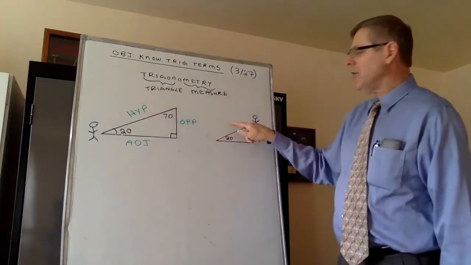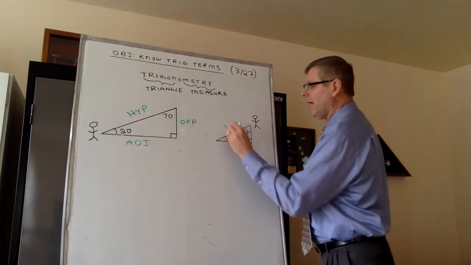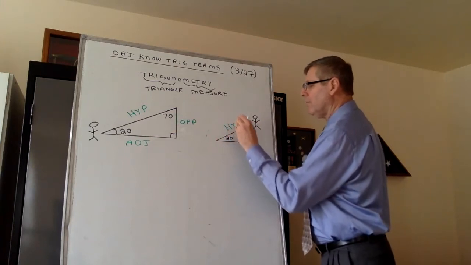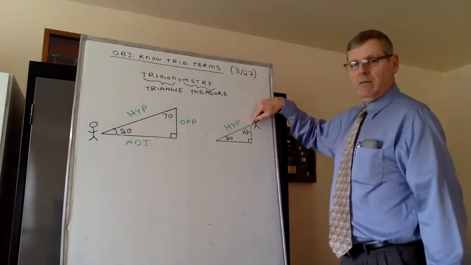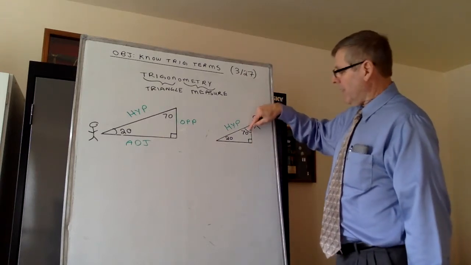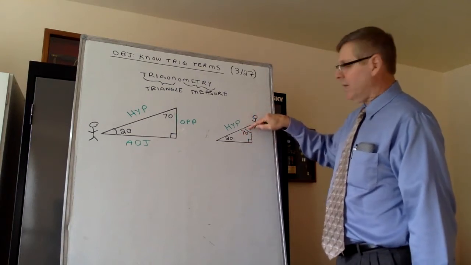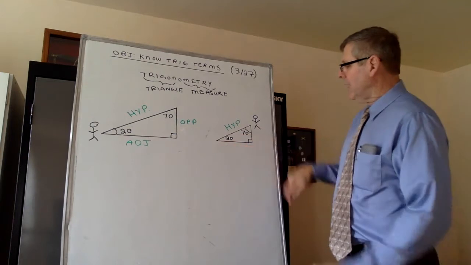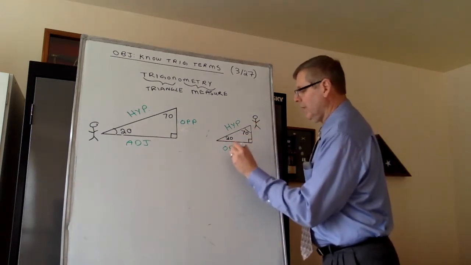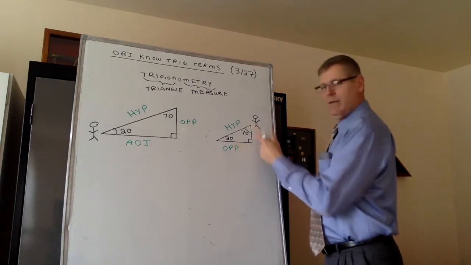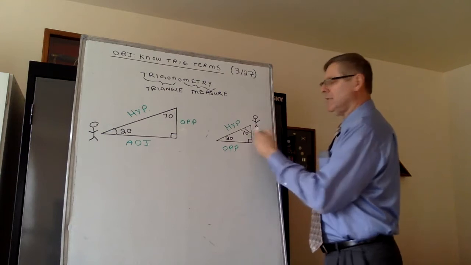Okay? The hypotenuse never changes. The hypotenuse is always the side across from the 90 degrees. But since I measured this angle to determine that my right triangle was a 20, 70, 90 degree triangle, this side here is now the side across from me or opposite me. This side is now next to me. I can reach out and touch it. It is adjacent to me.